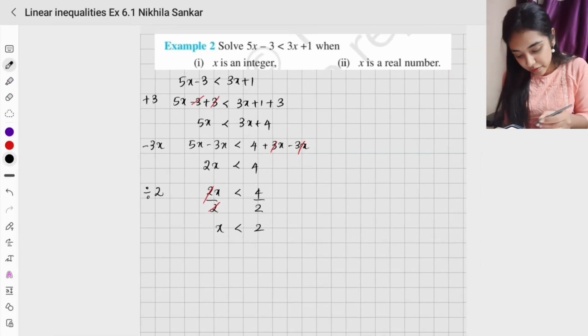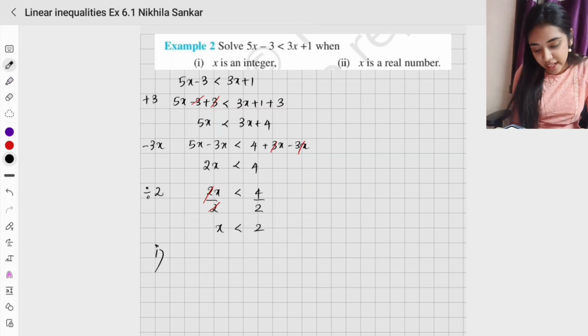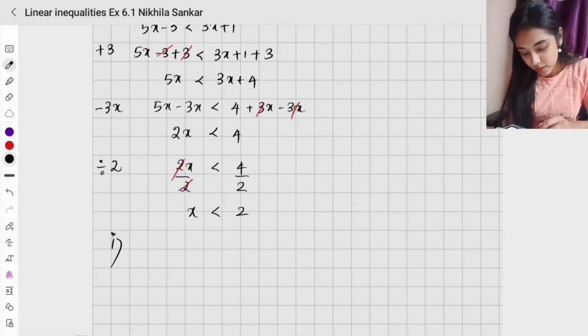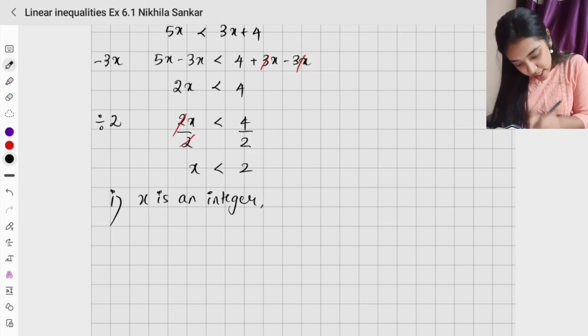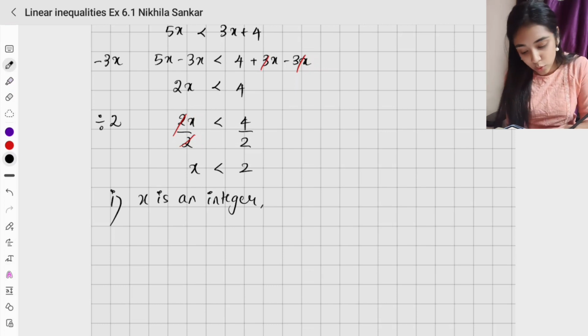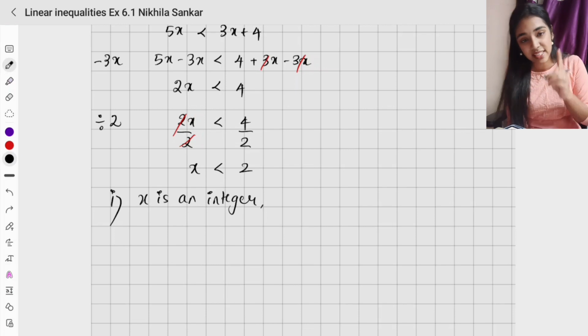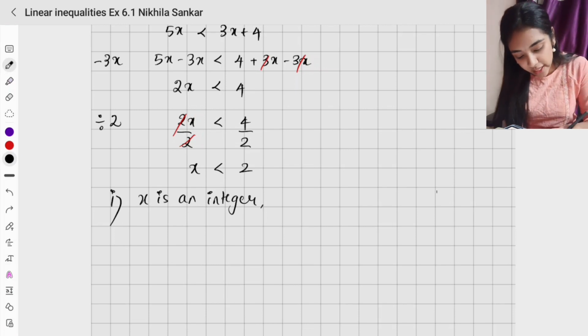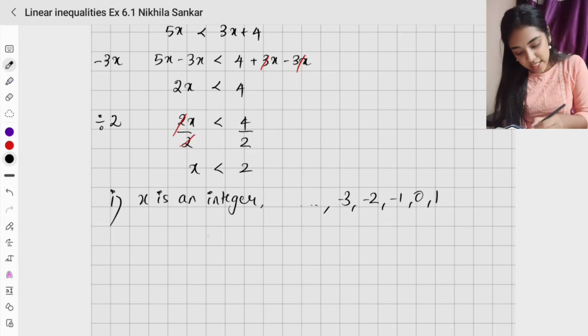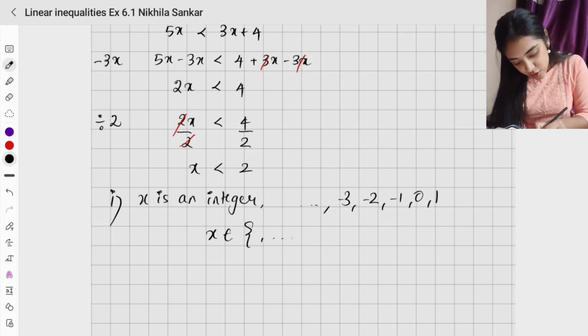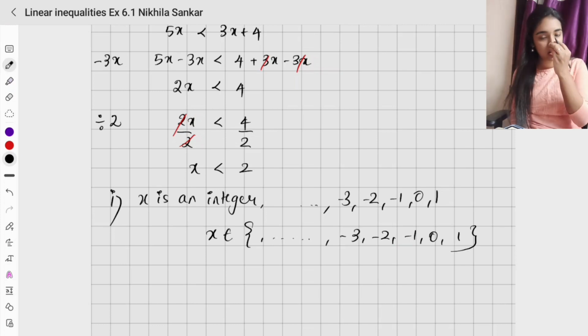Now we have found the general solution. Now what is the first subsection? x is an integer, and x is a real number. If x is an integer, what do we do? x is an integer, meaning it is going to have all the values up to 2, not including 2. x equal to 2 is not possible. We only have x is less than 2, so it does not include the value 2. So I'll have 1, 0, minus 1, minus 2, minus 3 and so on. So these are my set of all values for x: dot dot dot, minus 3, minus 2, minus 1, 0, 1. Okay, so these are all the integer values.